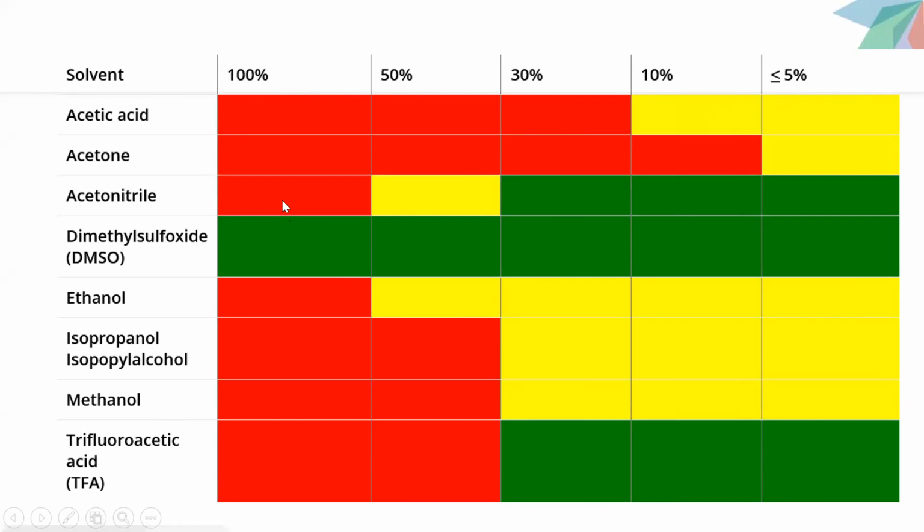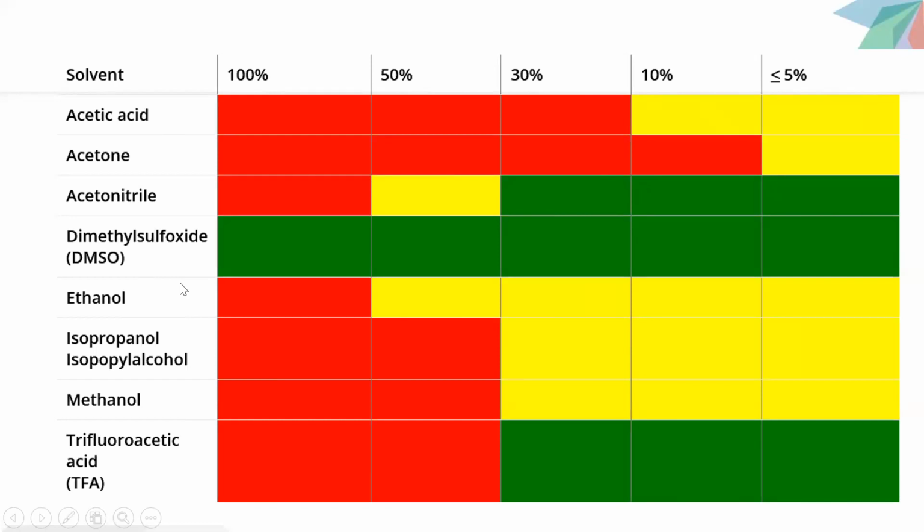In acetonitrile, there are three colors. The red one, at 100%, means it cannot be removed or dried in the freeze dryer. The yellow color, at 50%, means it can be dried by the freeze dryer, but the best method to select is the rotary evaporator. While the other concentrations can be removed or dried by the freeze dryer.